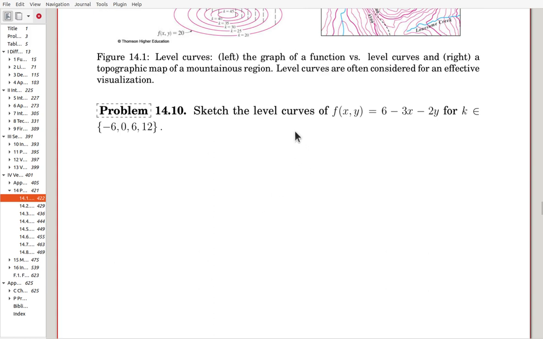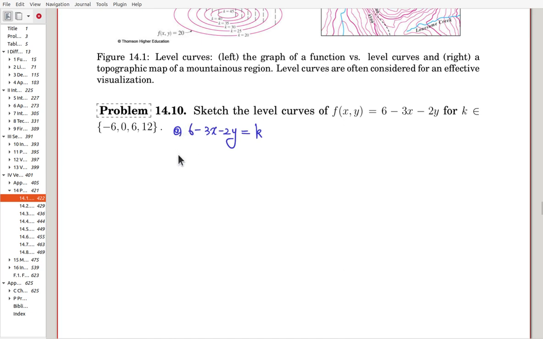Sketch the level curves of f of x, y as 6 minus 3x minus 2y for k chosen in this way. Now from the definition, level curves are given in this way: 6 minus 3x minus 2y equals k. Now k will be chosen from here. That is the definition. Mathematics always starts with definition.